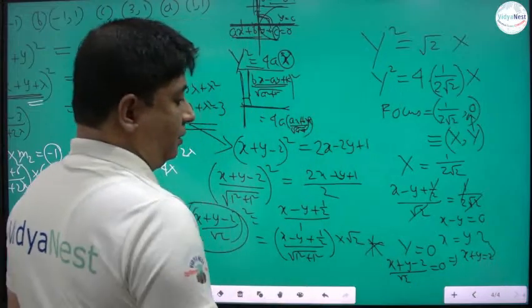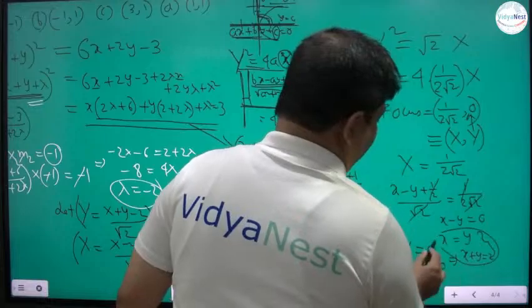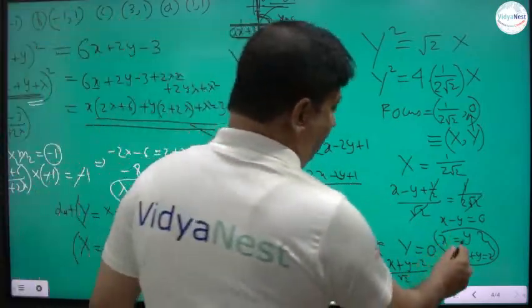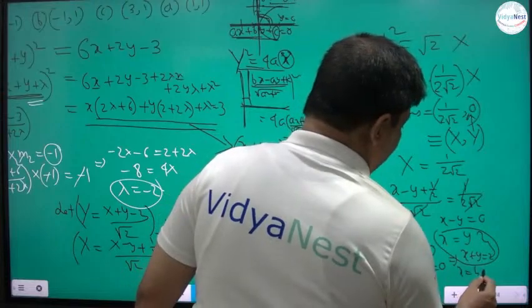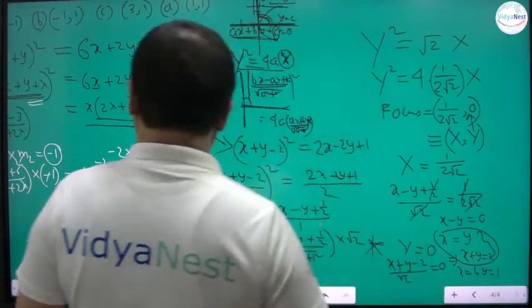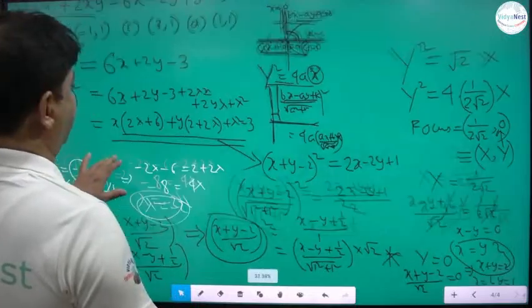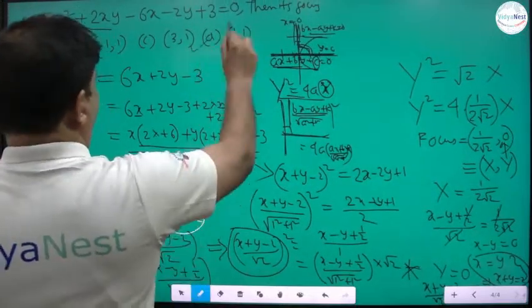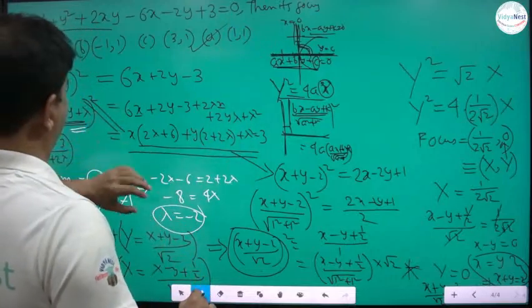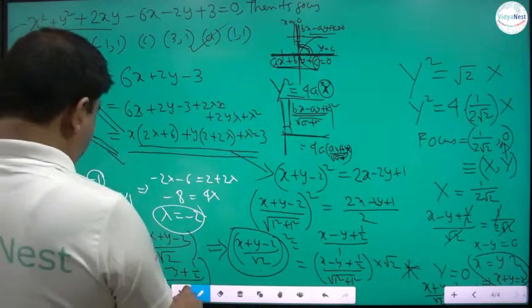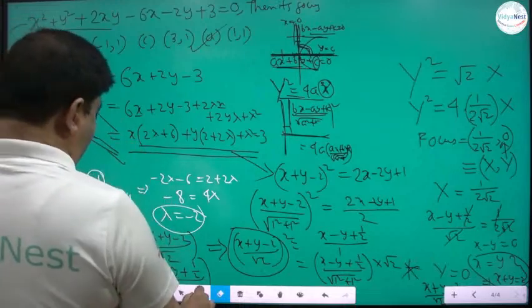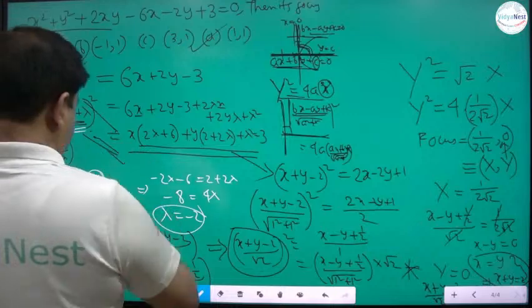Solve it. Now you have got a class 9 level linear equation to solve. By solving it, you will get x1, y1. So what is the answer? Answer is D. Okay, see how good the sum is.